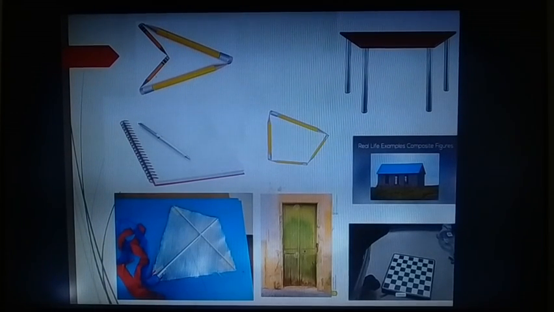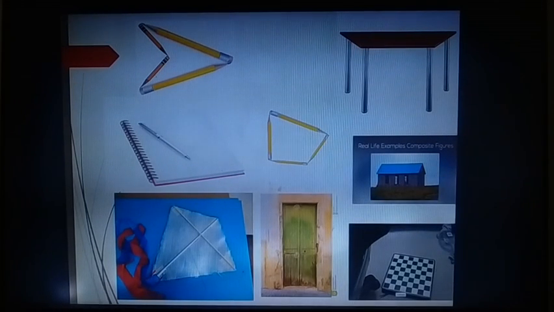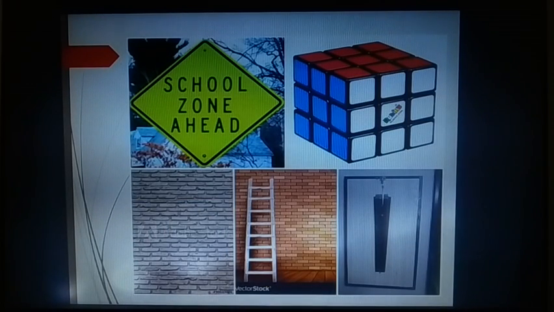Here some more pictures are given. Here different shapes are given and different objects are given which we are using in our daily life. Observe it carefully and see the number of sides. Here some more pictures are given. Just see how many sides are there for each figure.